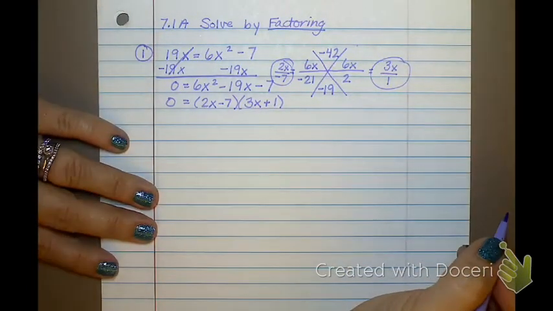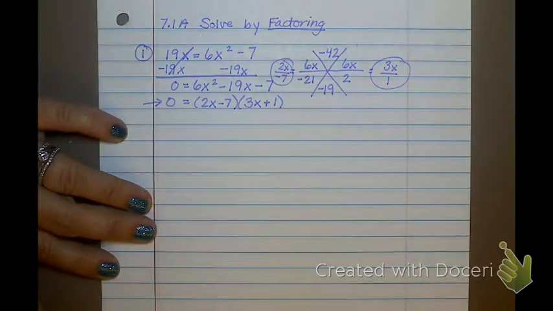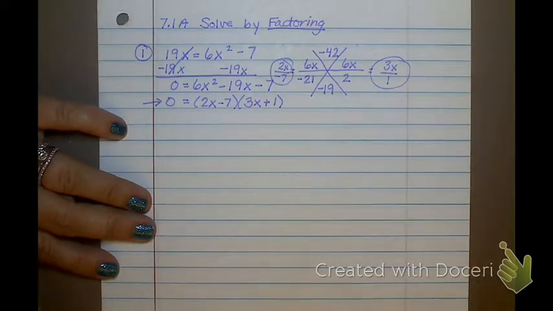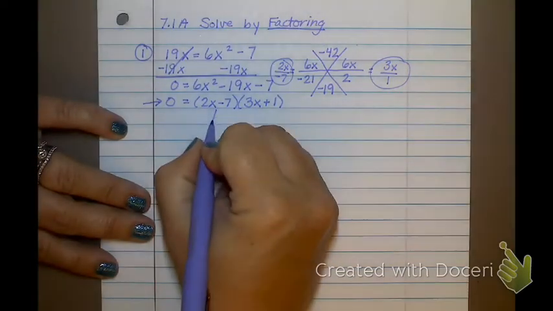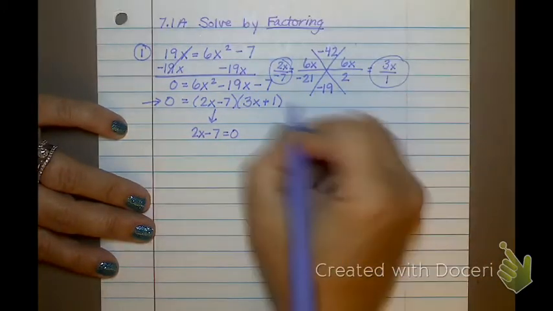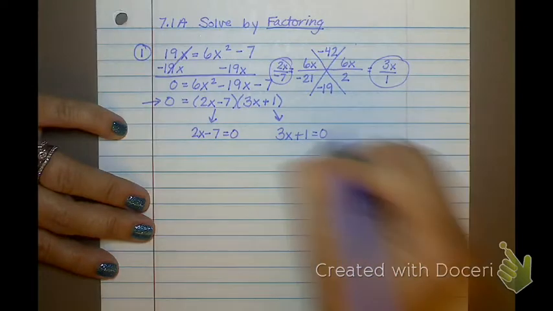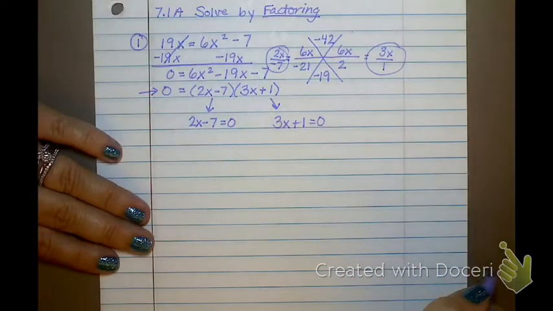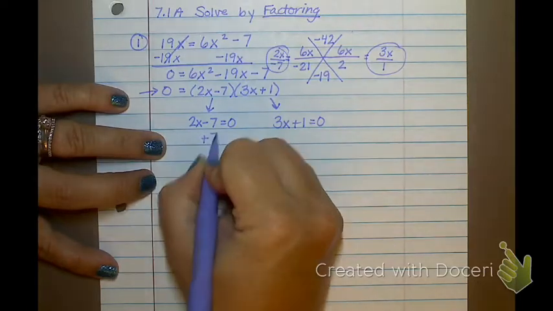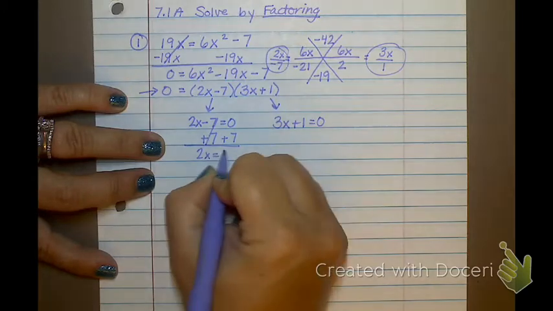Is everyone okay with that? Now, because it has the equal 0, that tells me I have to go one more step. Does anyone remember from IM2 what that extra step is? No. I have to take each of these and set them equal to 0. Remember this? So it's just adding that extra step. So over here I'm going to add 7. That gives me 2x equals 7.